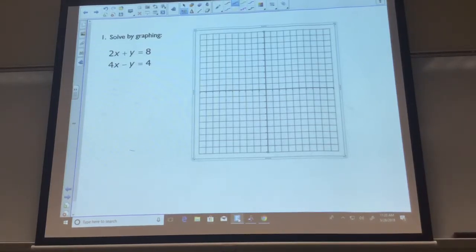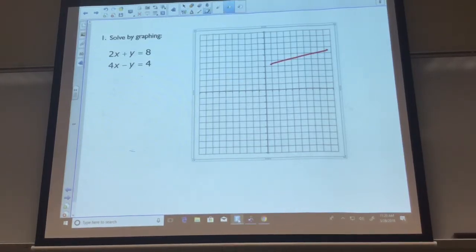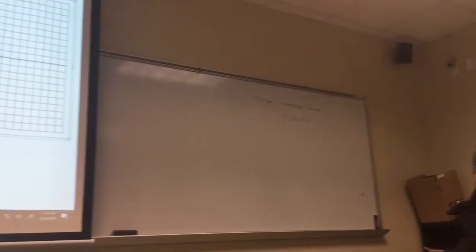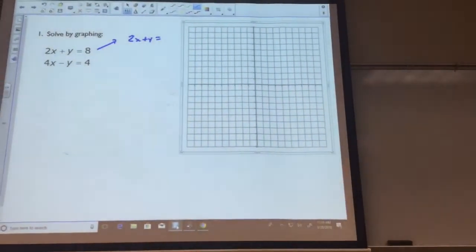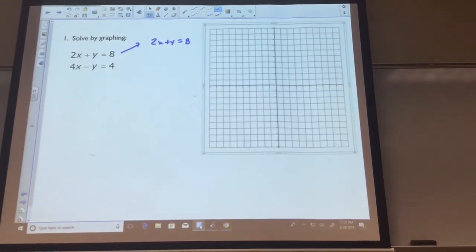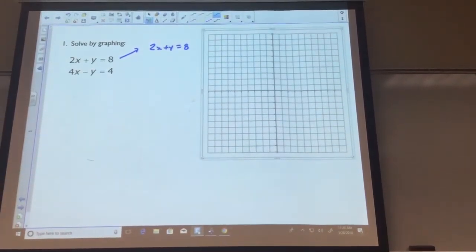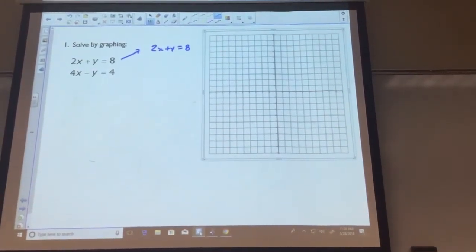So if that was the case, and I was doing this particular problem, let me move this out of the way for a second. You'd take that first equation, and you would probably do some transforming by saying that 2x plus y is equal to 8. You would want to get the y value alone. And if you wanted to get the y value alone, you would end up doing what?